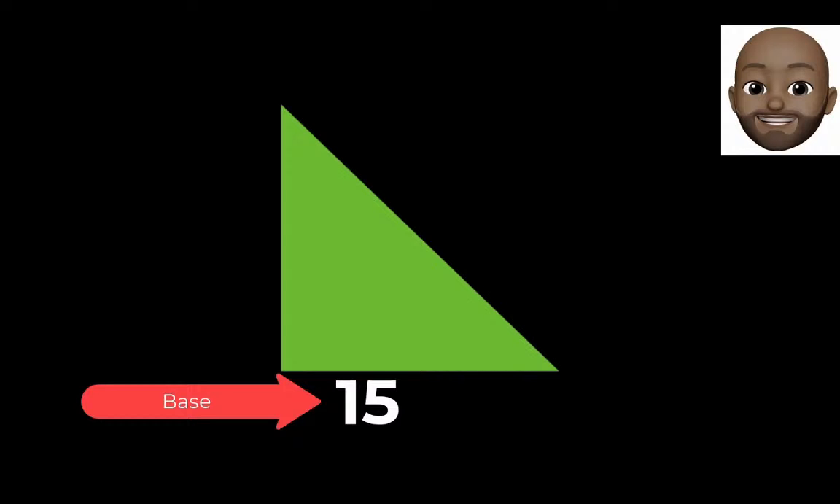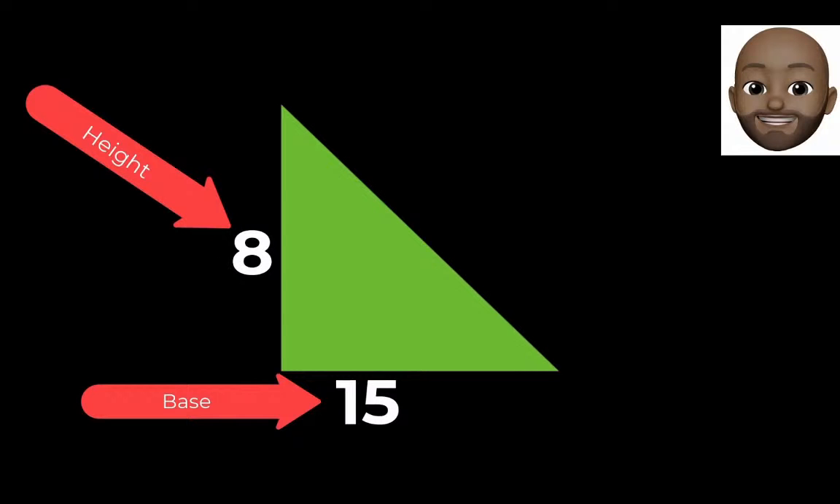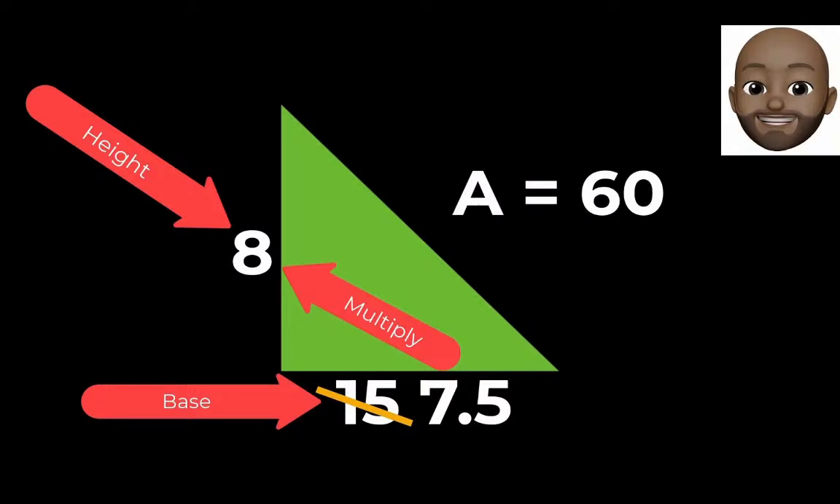Final example, this triangle has a base of 15 and a height of 8. To find the area, simply take half of 15, which is 7.5, and multiply it by 8, which will give us a total area of 60.